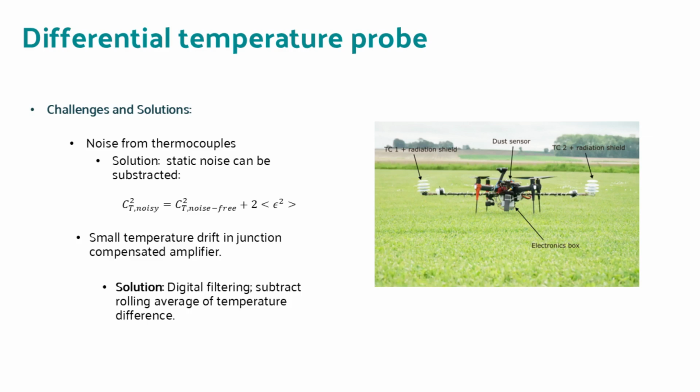To correct for this, we implemented a digital filter that subtracts the rolling average of the temperature difference, and effectively this compensates for the slow thermal drift. We also physically relocated the amplifier further away from the ESP32, because we found that that was a major source of heat.